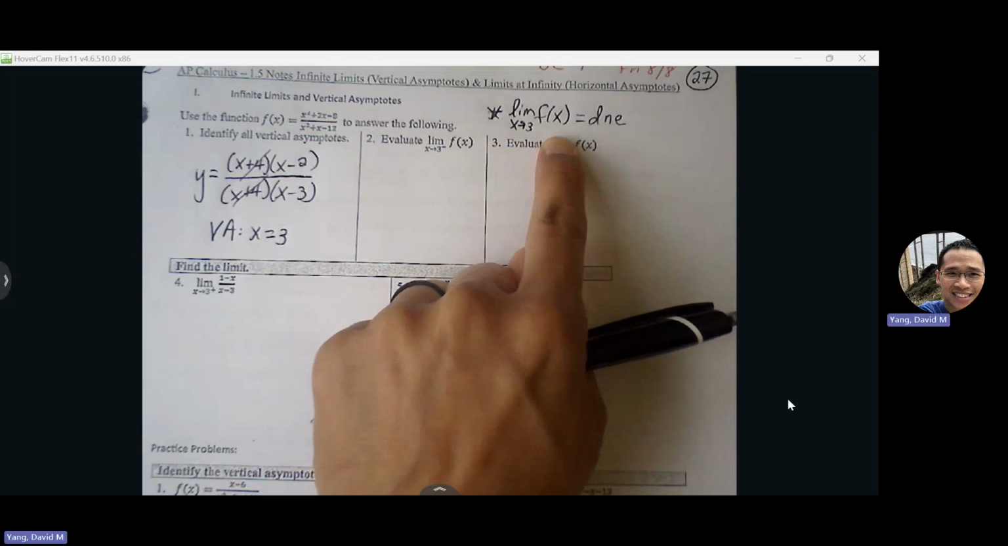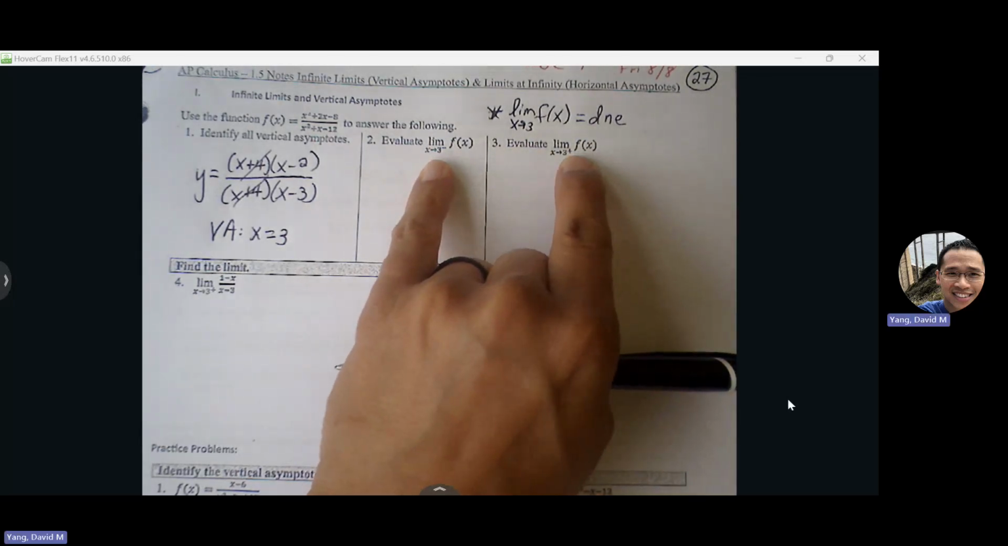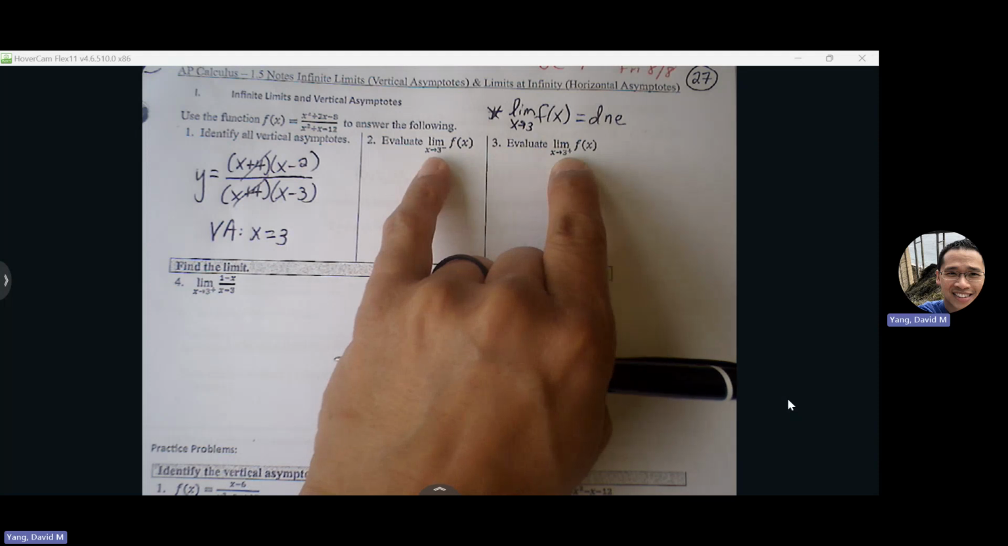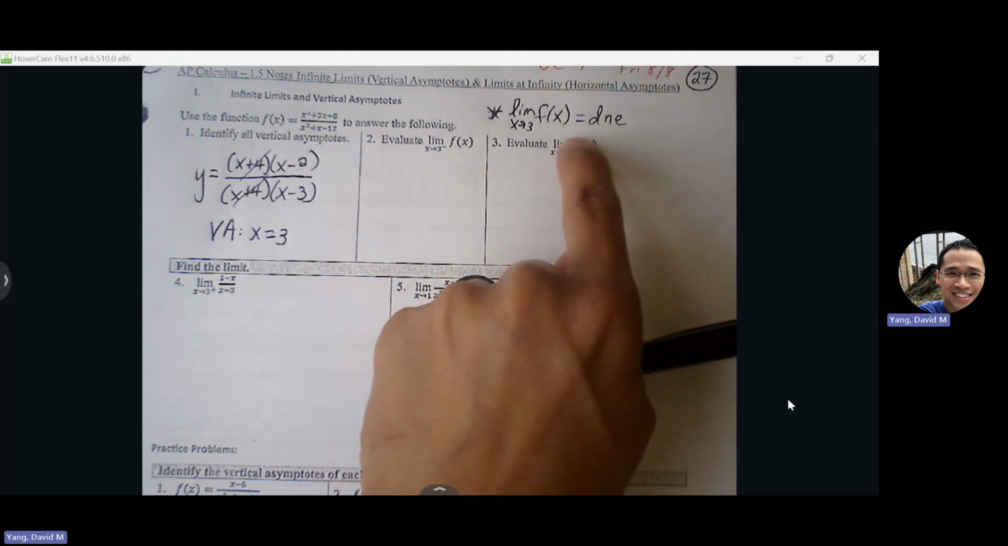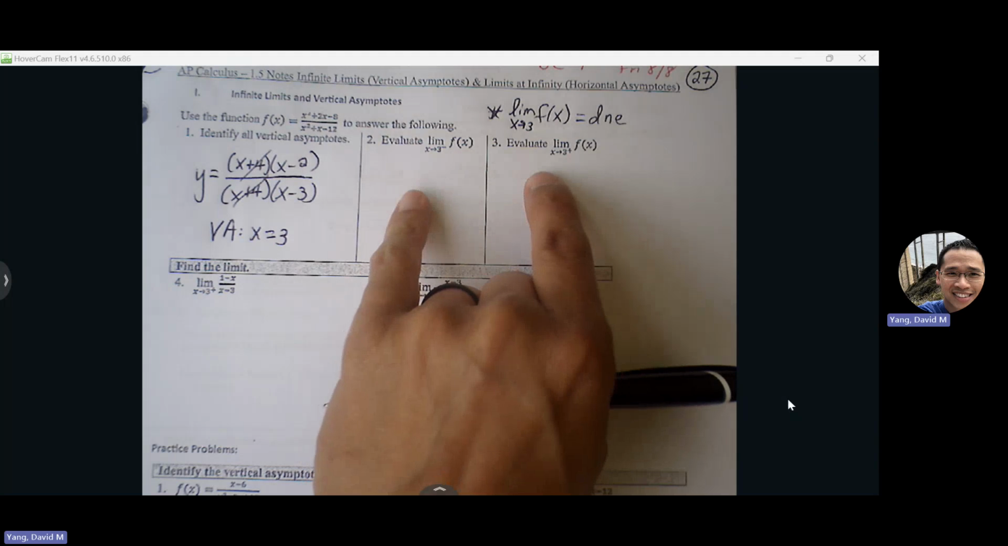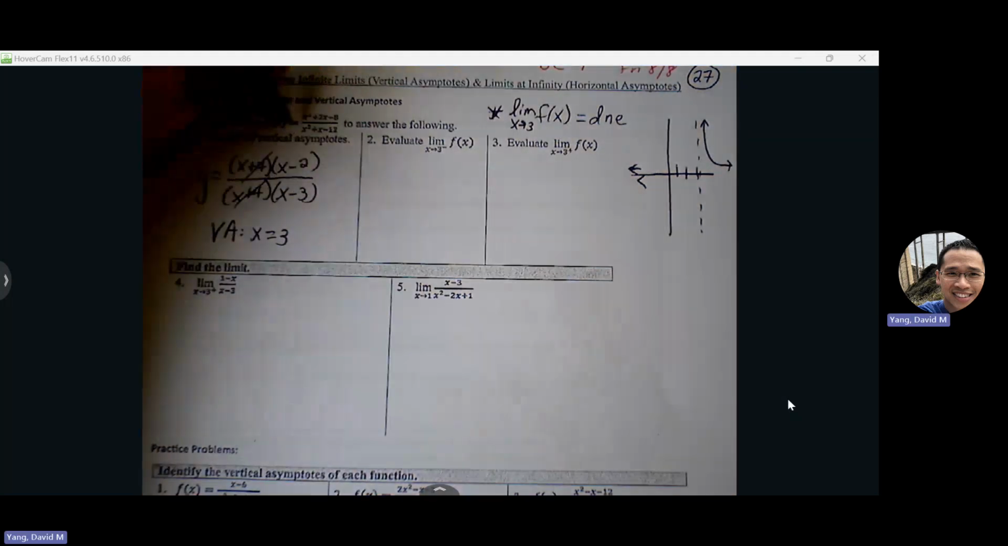Okay. However, if we're asking for one-sided limits, these do exist because as we get closer and closer towards an asymptote, what's happening to the y value? It's either going where? Up to positive infinity or to negative infinity. Okay, so let me just show you what the graph looks like. Sorry, it's further up here. Let's go something like that.